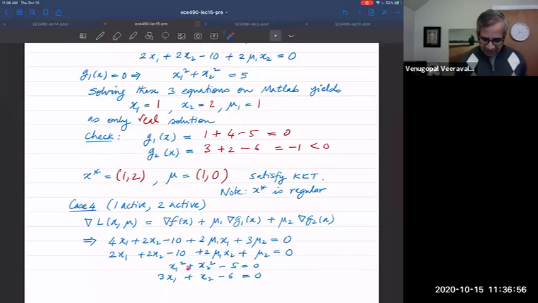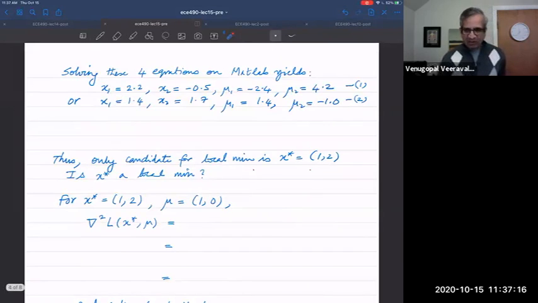And these are quadratic, nonlinear equations. Again, not trivial to solve using your pencil and paper, or in my case, my iPad. So again, let's resort to MATLAB. Solve these 4 equations on MATLAB, and you get these as your solutions: x1, x2, mu1, mu2, like this.